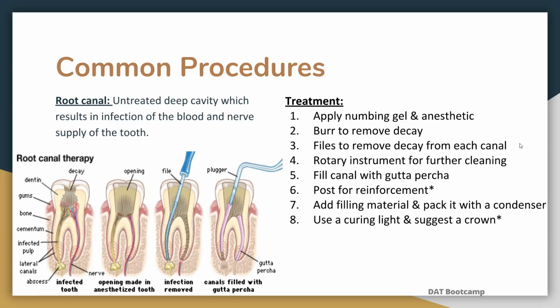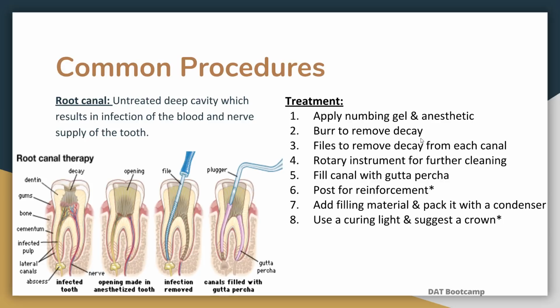So the first common procedure we're going to be going over today is the root canal. A root canal is an untreated deep cavity which results in infection of the blood and nerve supply of the tooth. The treatment procedure that I would follow has 8 steps. The first step is to apply numbing gel and anesthetic. Next, you're going to use a burr to remove the decay. So we have the decayed tooth right here. We're going to use a burr to remove that.